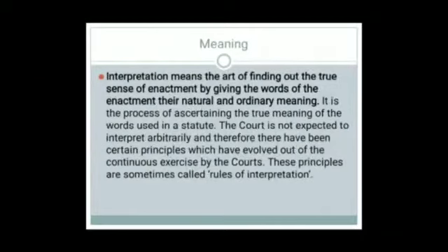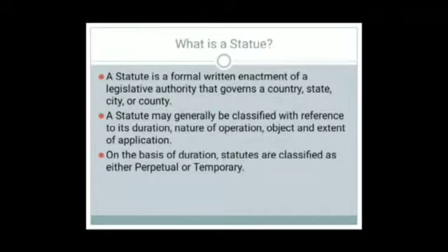Now when I have spoken about interpretation, an important question that arises is: what is a statute? First we will understand it, then we will understand more about interpretation and its definition. But first let's understand what is a statute. A statute is a formal written enactment of a legislative authority that governs a country, state, city or county.